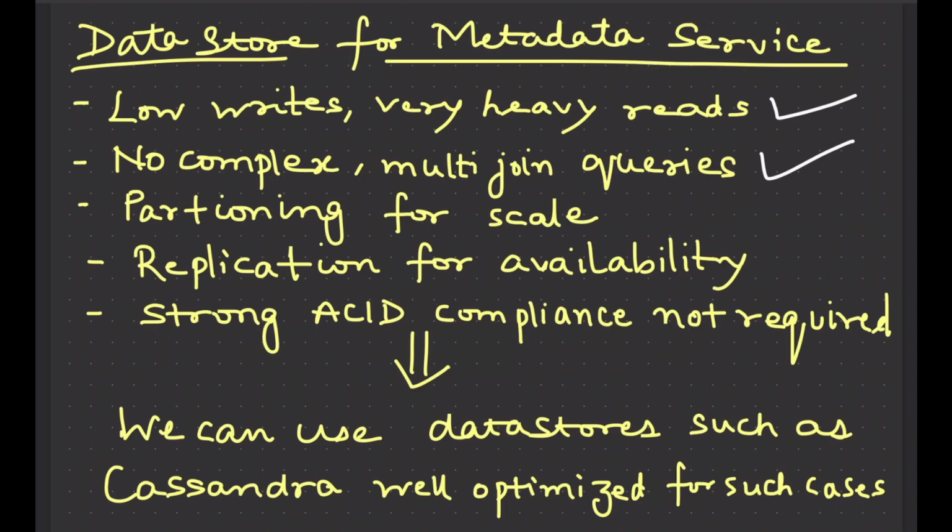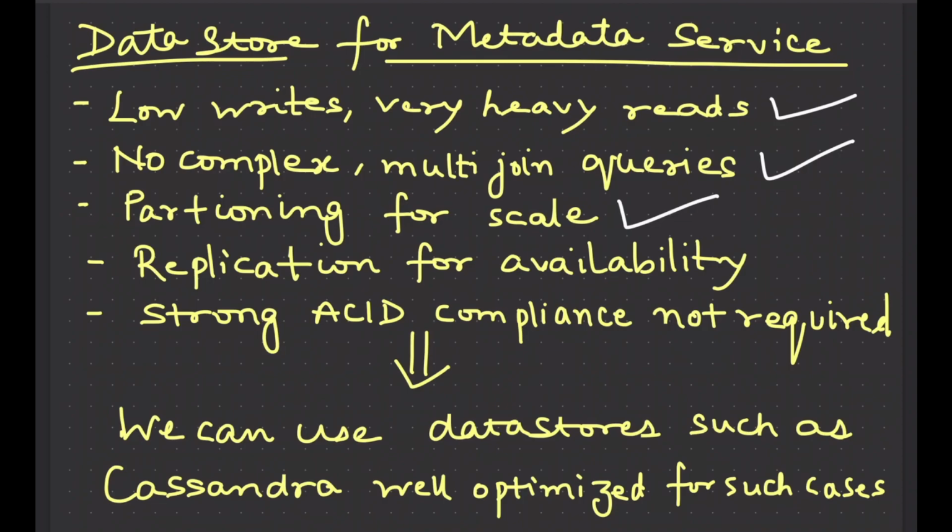And then we want to be able to partition it for scale. Suppose tomorrow we have a lot of users coming in and a lot of queues being created. We want to be able to partition our database easily, and it's best to use a data store which can do it on its own. It should be inherently supported by the data store being used. So that's another parameter which is going to affect our decision.